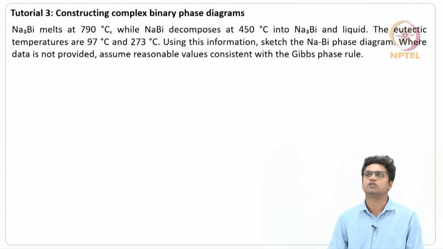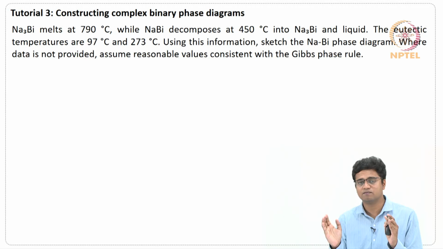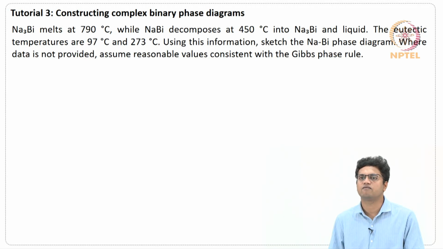Okay, now let's start with the first example. Let's write everything very nicely, and step by step I'll teach you how to draw a phase diagram given the information, and if certain aspects are missing, how to predict those. Now, the sodium and bismuth binary phase diagram is what we are going to draw today. The information is given in this way: Na3Bi melts at 790 degrees Celsius, while NaBi decomposes at 450 degrees Celsius into Na3Bi and a liquid.